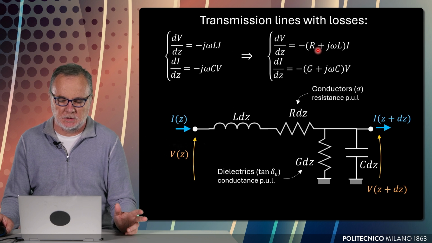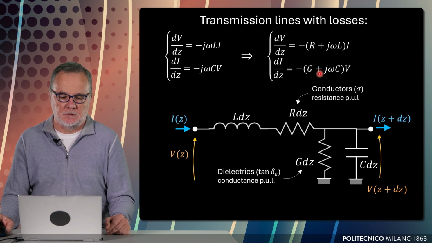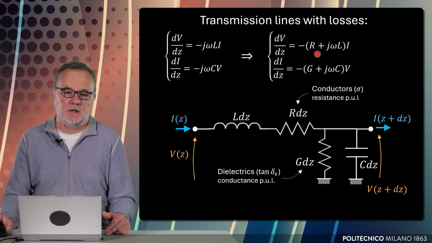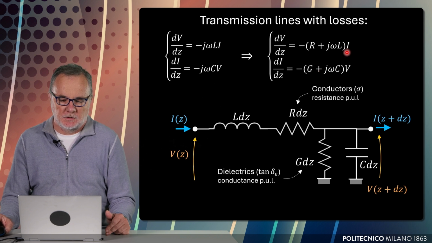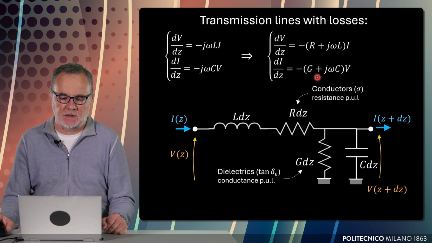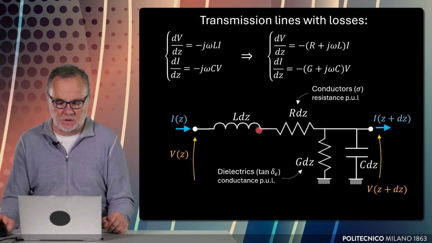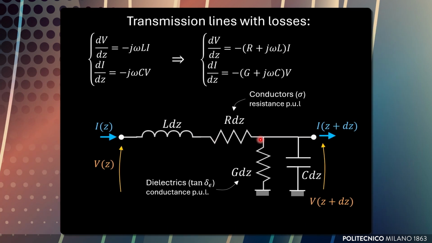We introduce a term that accounts for losses, which is a resistance here, resistance per unit length, and a conductance here, conductance per unit length. These two aim to describe losses due to conductors, R, and to dielectrics, G. Similarly, as L is the inductance per unit length, R is the resistance per unit length and G is the conductance per unit length. So the circuit is modified as you see here. There is a series resistance R dz and the shunt conductance G dz.